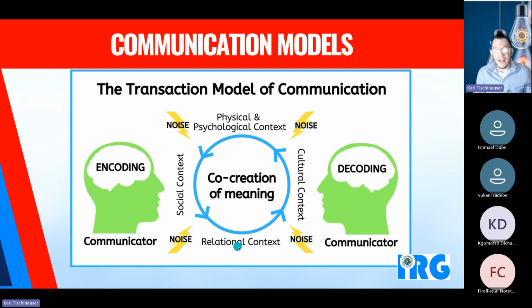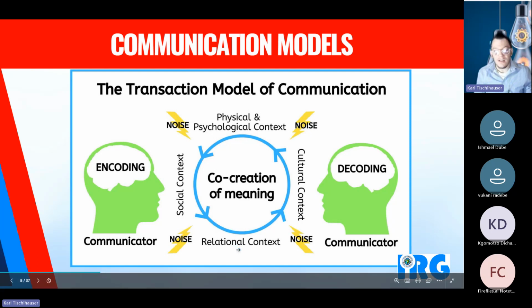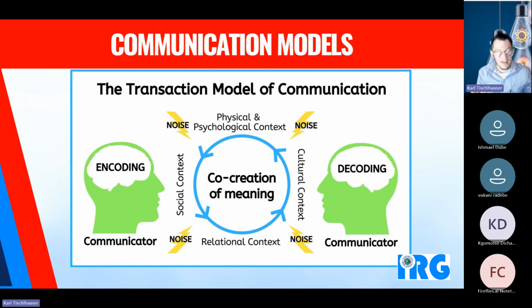Then we have relational context. Relational context refers to the relationships that exist between the encoder and the decoder, but it also talks to how they can relate to the message being sent. So if we're working on the same team and the communication is about something we're trying to do as a team, then they can relate on that point. You can drive that home.